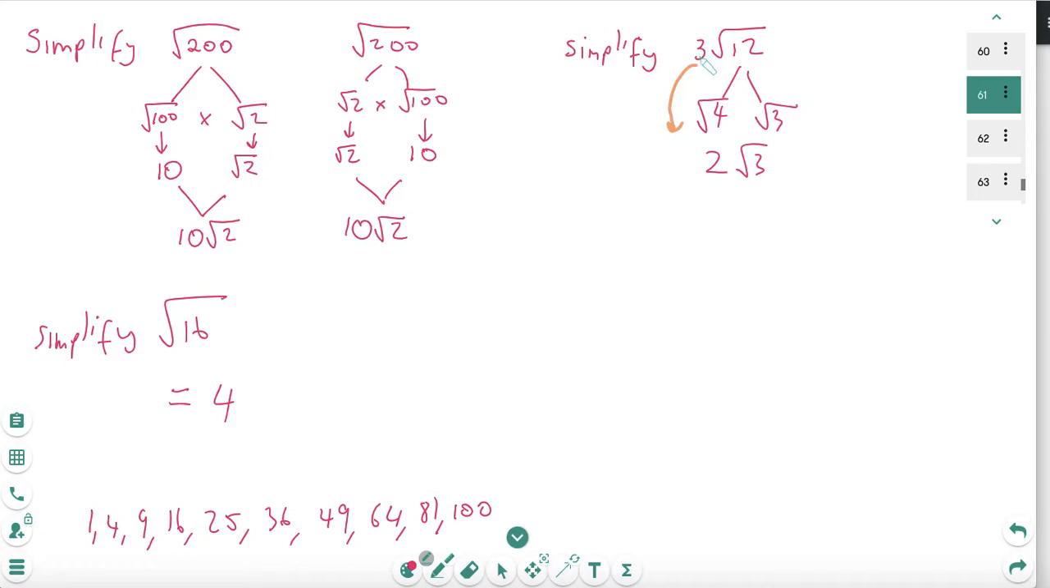So don't forget this part. The 3 is still there. It's the third wheel. Don't forget your third wheel. And we're going to do 3 times 2 root 3. And then 3 times 2 is 6, and root 3. And that will be your answer.